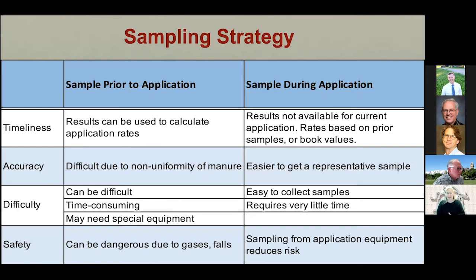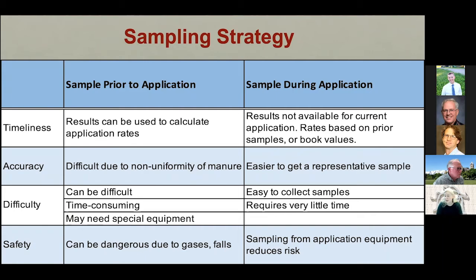And so here's just a table kind of looking at it. So sampling prior to application, you get to use those results for that manure at that time. So there's no guessing, no misunderstanding as to how much is there. The problem with that is that it's really hard in many cases to get a good uniform sample, which means that your results may or may not be as accurate as you want. It's oftentimes much more difficult to sample prior to application. It's usually more time consuming, and you may need some additional special equipment. And in the case of confined pits, it's actually fairly dangerous to try to get some of those, or can be.